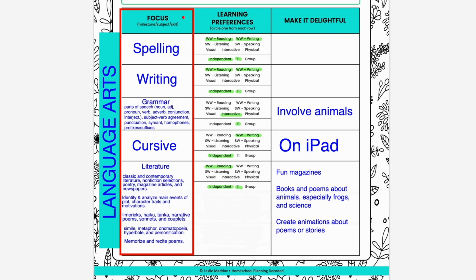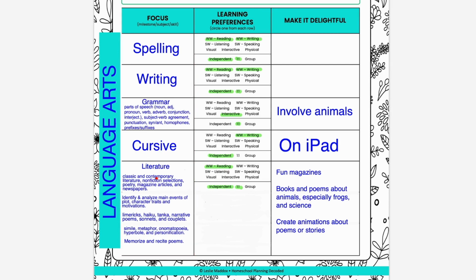Okay, a couple of things to point out. Notice language arts here is a big chunk of stuff. I didn't want to have just a language arts box here because, as you can see, for a fourth grader, for any grade, there's a lot to cover in language arts. So instead, I wanted to have line items for each of those specific areas of focus.